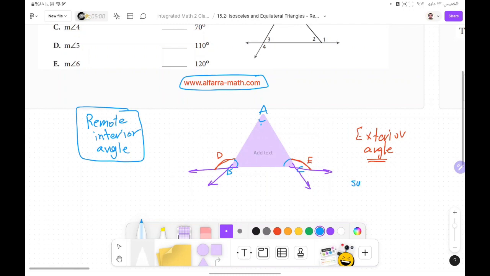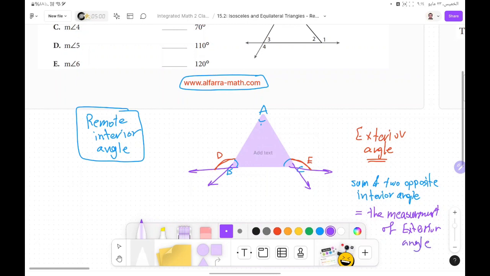Just remember: the summation of two opposite interior angles will give you the measurement of the exterior angle. What does that mean? Just try to process what I said here: the summation of two opposite interior angles.